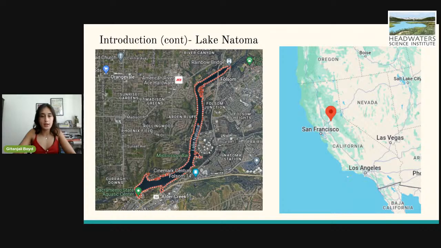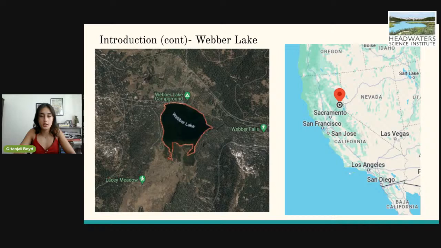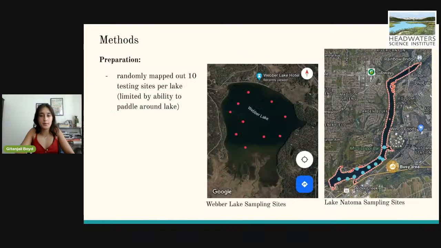As for the two lakes that I looked at, this was Lake Natoma, and as you can see, it is heavily surrounded by urbanization. In comparison, this is Weber Lake, which is much more secluded. While both of these lakes were in Northern California, they had vastly different exposure to anthropological influence, which is why I chose them.